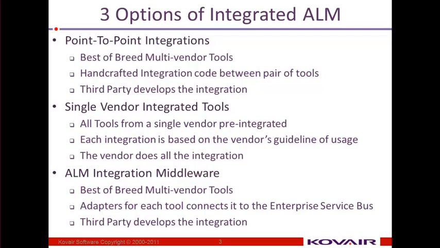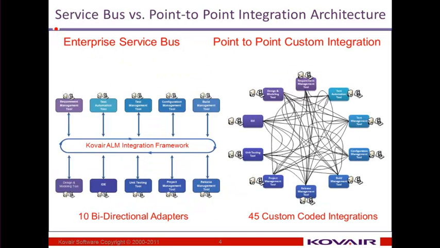The third option is ALM integration middleware, and that is where Covare comes in. We have an integration technology called Omnibus. This integration middleware allows you to create an ecosystem with adapters for each individual tool. So the overall complexity is order of n rather than n squared, as in point-to-point integration. As a matter of fact, I have a visual for that.